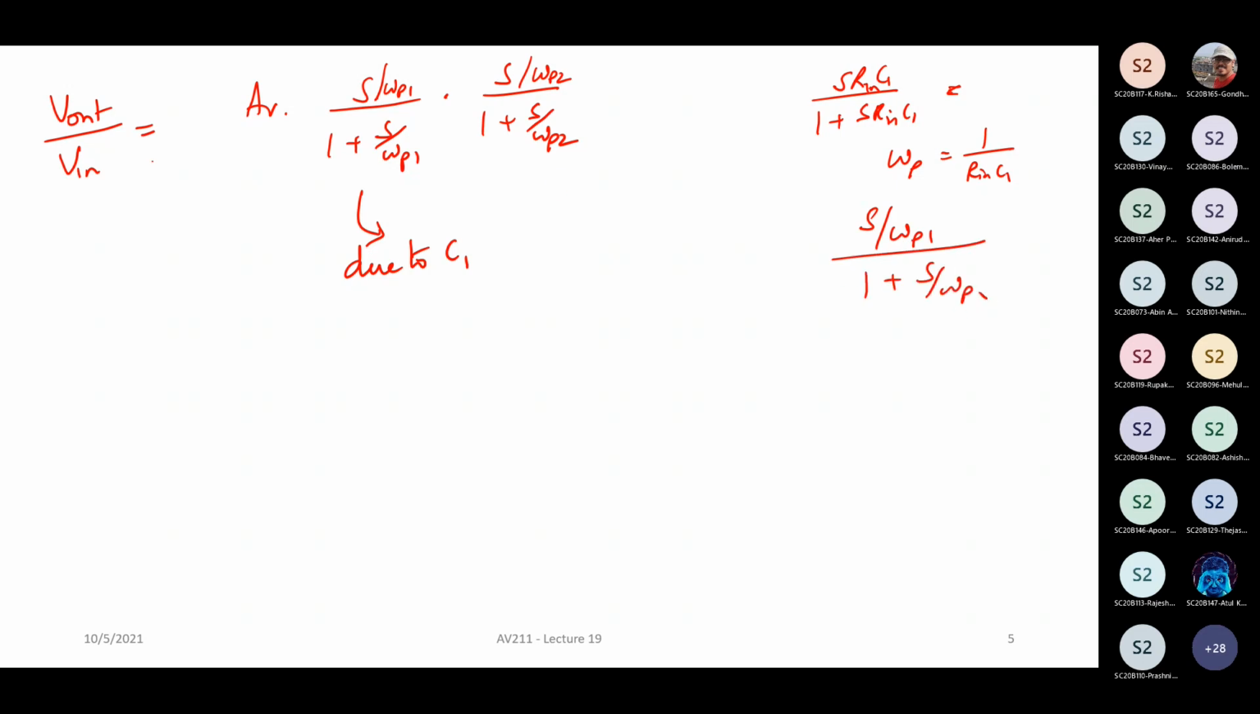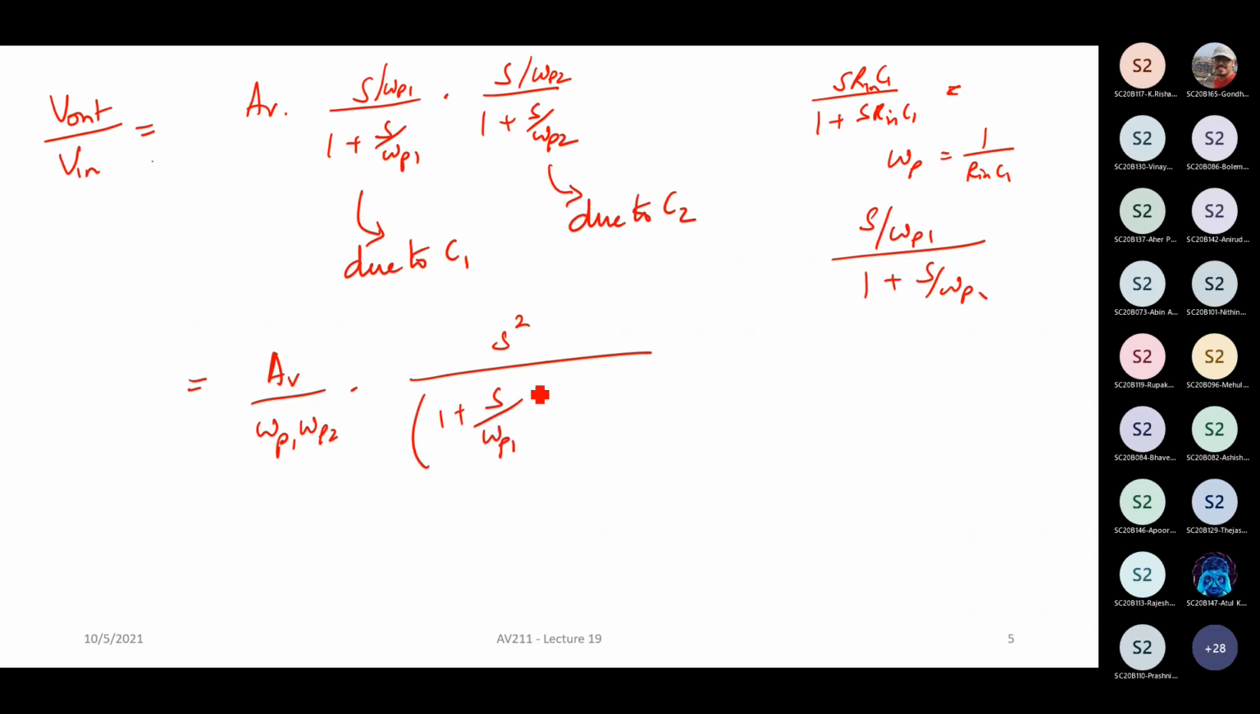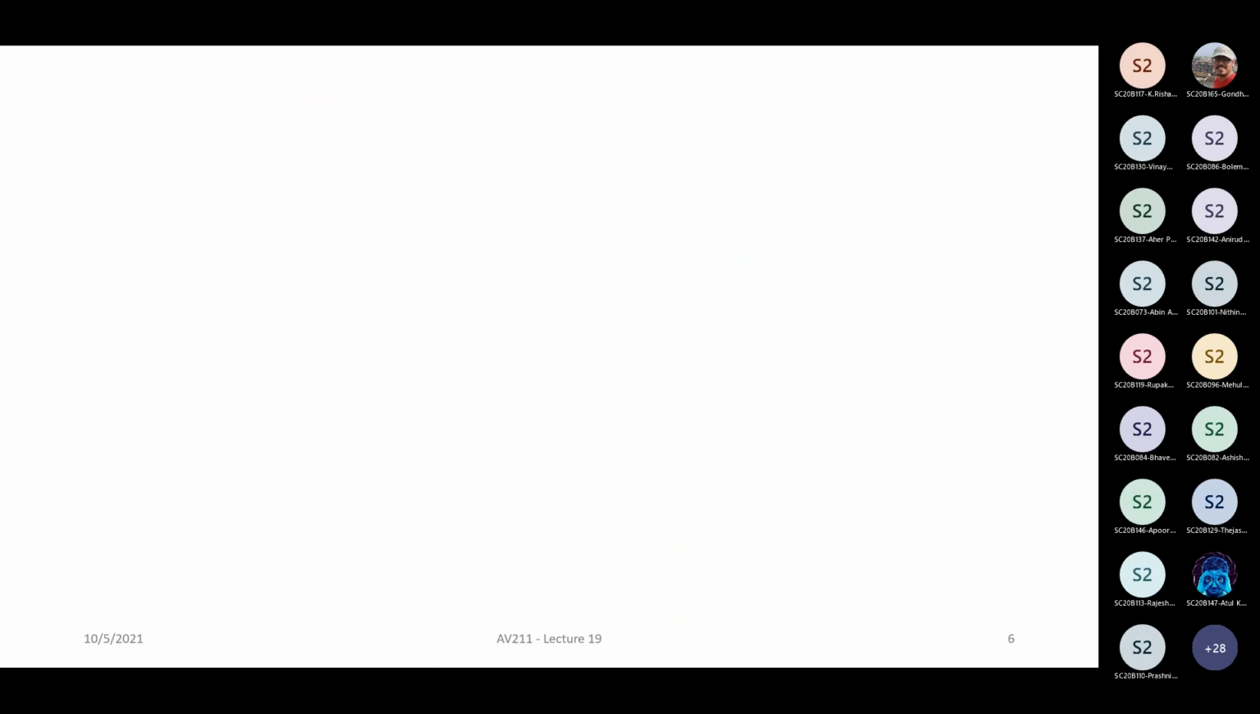The same thing goes for C2, right? Now, because of this, if you put these things together, what do you get? You get AV divided by omega P1 into omega P2. So this is some constant. S squared divided by 1 plus S by omega P1 into 1 plus S by omega P2. All right. So basically there are two zeros and there are two poles, and therefore the composite response will kind of look something like this. Okay.